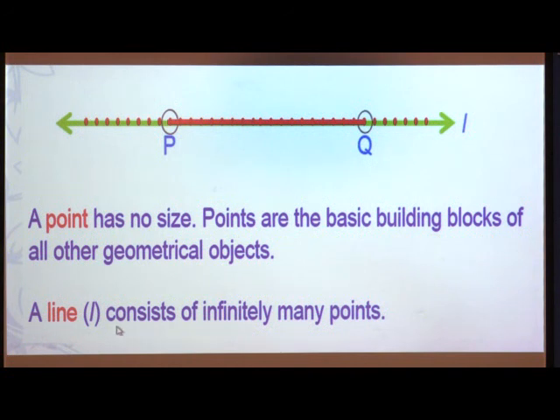A line L consists of infinitely many points. See, you can see a line L here, and P and Q are the end points, and besides that there are many points on the line. So, a line consists of many points on it. It's not compulsory that it should have only 2 end points. There are infinitely many points on the line.